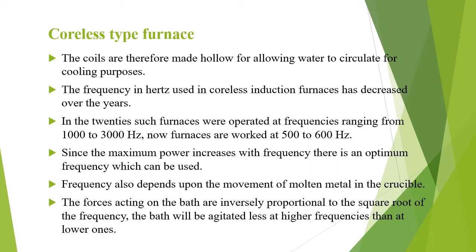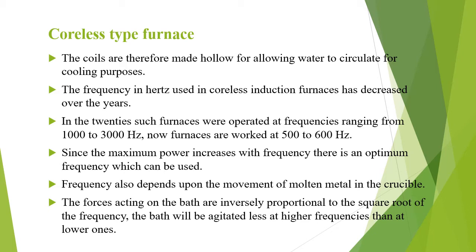The frequency used in coreless induction furnaces has decreased over the years. In the early 1920s, these furnaces were operated at frequencies ranging from 1000 to 3000 Hz, and nowadays the furnaces are worked at frequencies of 500 to 600 Hz. Also, the maximum power will increase with frequency, so there is an optimum frequency which can be used. The frequency also depends upon the movement of the molten metal in the crucible. The force acting on the bath is inversely proportional to the square root of the frequency.